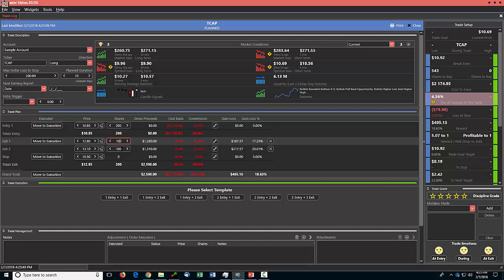But let's just see what that does for us. If we had a trade goal that's given us $187 at the first target, let's say that our trade goal was, I don't know, 2.25. So what can we do to change that?